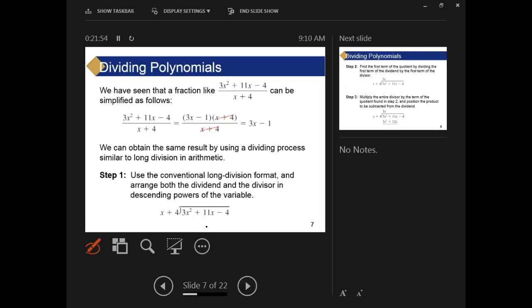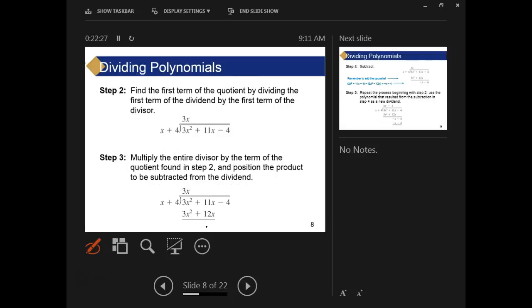Right here. We first factored it, just like they did, and got 3x minus 1. And we can get the same result by using a division process, similar to long division in arithmetic. Put the divisor as the denominator, and the numerator as the dividend. Put it in the house here, and then x will go into 3x squared, 3x times.